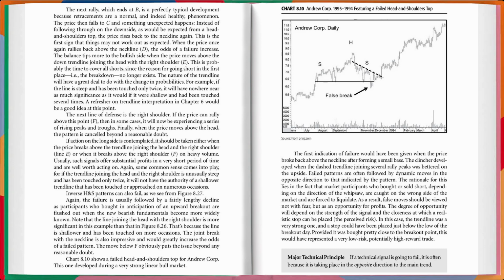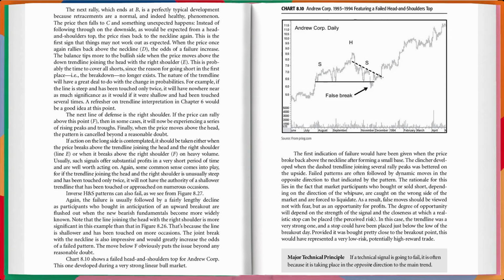Inverse H and S patterns can also fail, as we see from figure 8.27. Again, the failure is usually followed by a fairly lengthy decline as participants who bought in anticipation of an upward breakout are flushed out when the new bearish fundamentals become more widely known. Note that the line joining the head with the right shoulder is more significant in this example than that in figure 8.26. That's because the line is shallower and has been touched on more occasions. The joint break with the neckline is also impressive and would greatly increase the odds of a failed pattern. The move below F obviously puts the issue beyond any reasonable doubt.